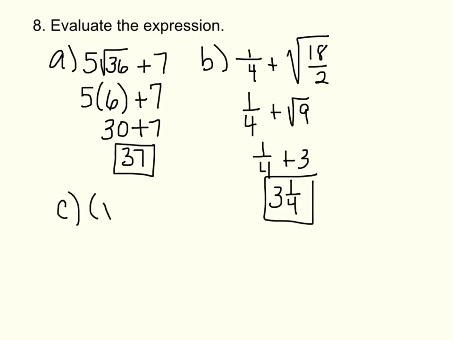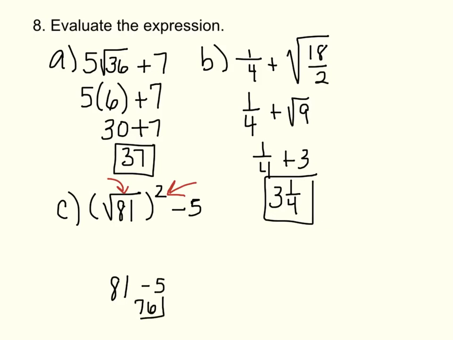C, the square root of 81 squared. Now here's something new. You will notice that a square and a square root are inverse operations of each other. Therefore, they cancel each other out. The square root of 81 squared is just 81. So in C, we're going to have the square root of 81 squared minus 5. So really, this is just 81 minus 5, which gives us 76.